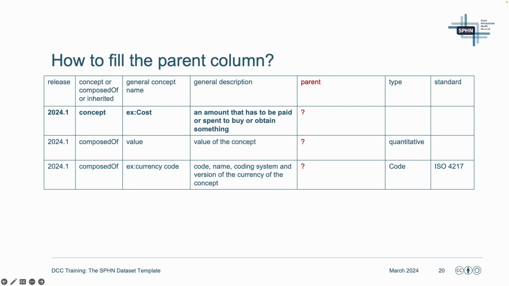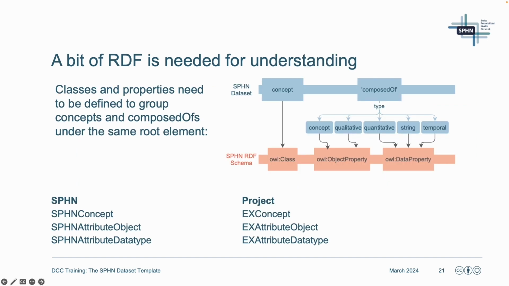Then we come to the column parent, which needs you to understand a little bit of RDF on how you should fill it. So in RDF, elements, whether they are classes or properties, are grouped under a root element, and hierarchies are important to describe in RDF for accurate data representation. In the case of concepts and properties that have a higher concept or property, the parent column would simply state that parent concept or property that you use somewhere else in your project-specific schema.